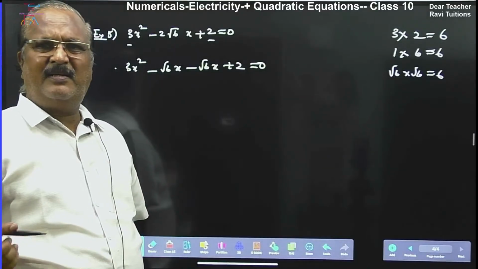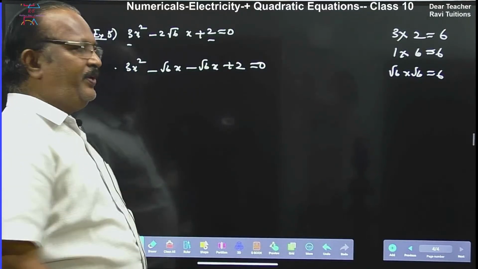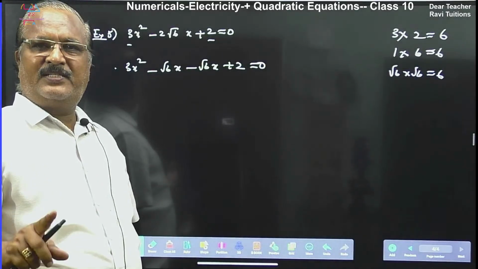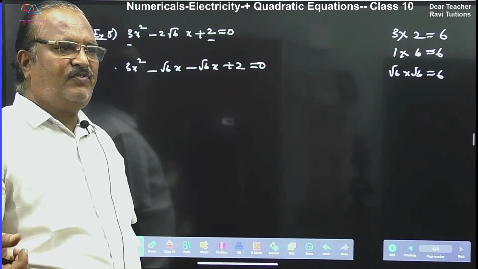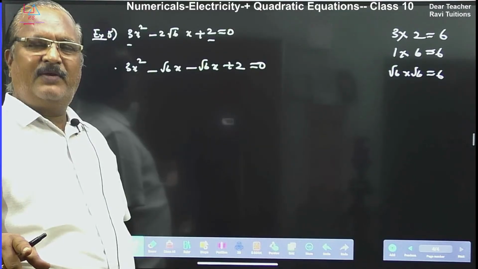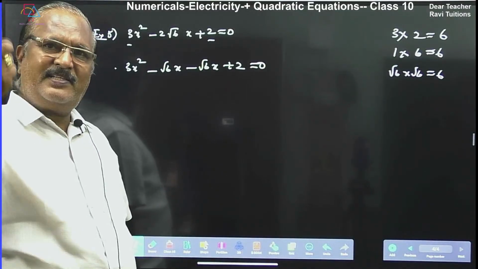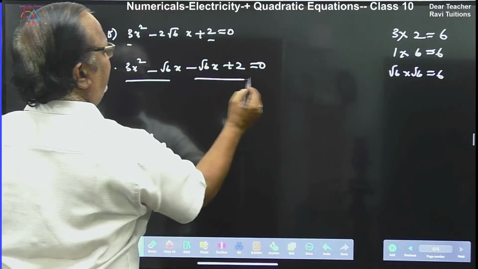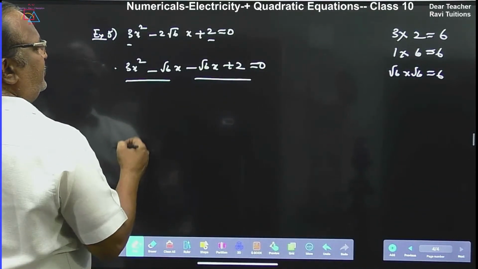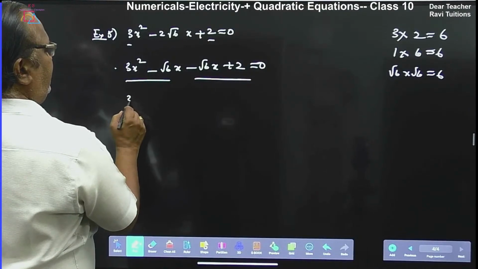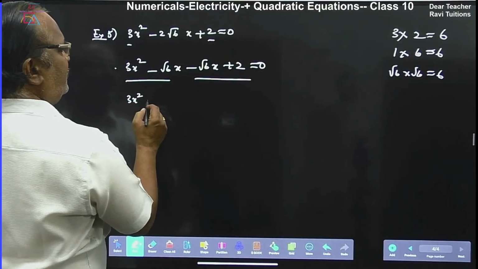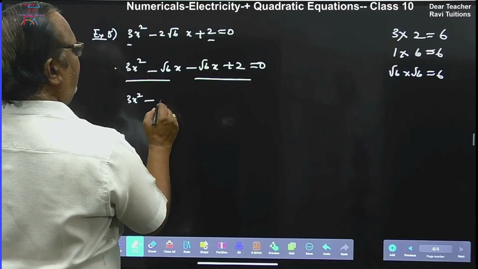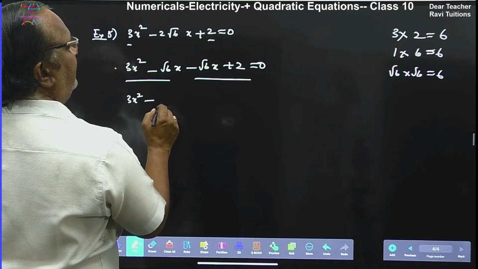Actually this is a perfect square. Whenever you get like this, it is a perfect square. You can use a square minus 2ab plus b square formula also. If you don't get that to the mind, use the same procedure. Okay. So then how to do? 3x square, there is nothing common, I will write like this.